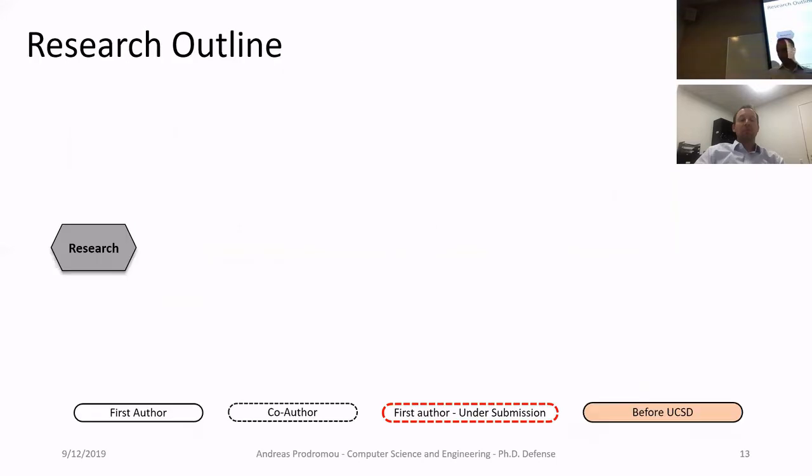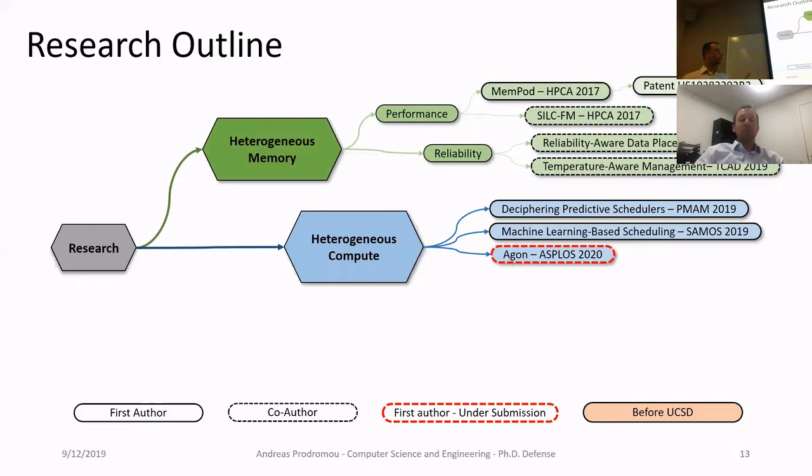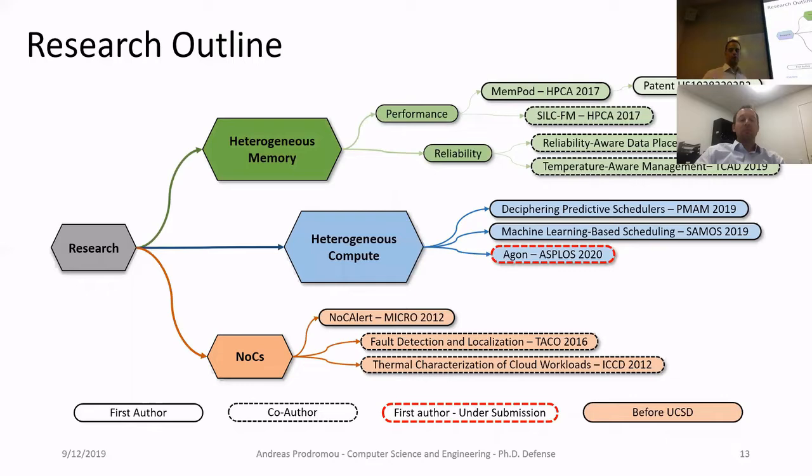During my research at UCSD, I've worked on heterogeneous memory architectures, both on the performance and reliability side, a few publications. I've also worked on heterogeneous multi-core architectures with our latest work currently under review at ASPLOS. And before I joined, I had some work on networks on chip.